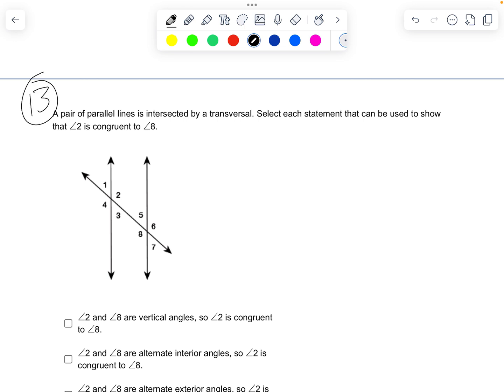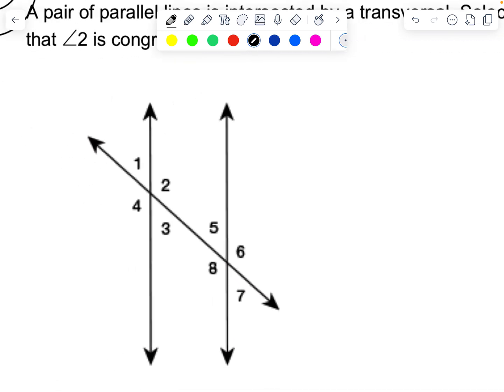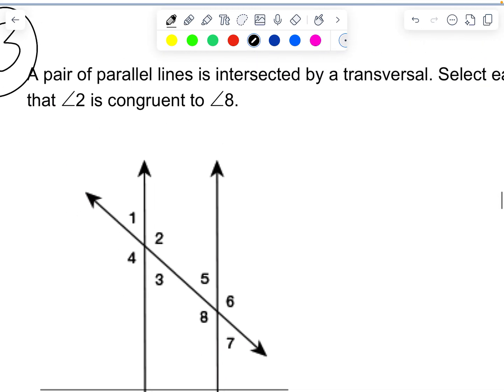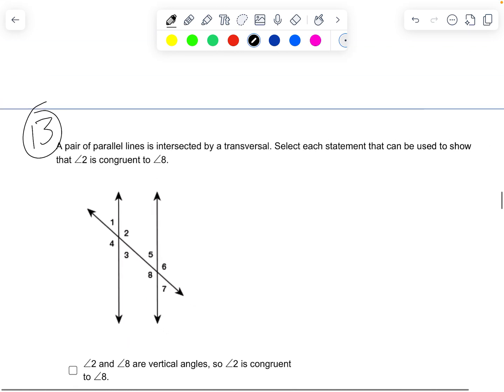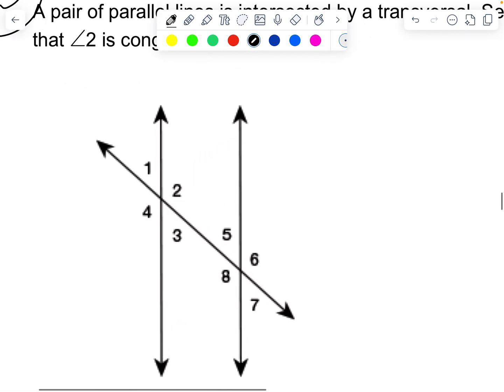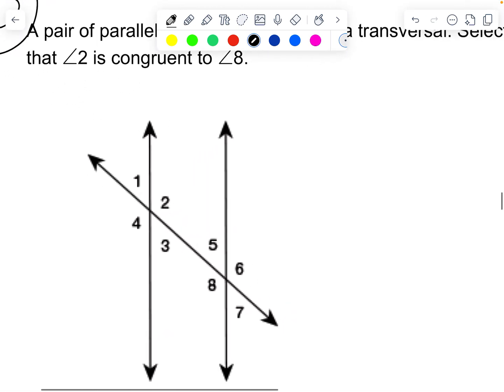A pair of parallel lines are intersected by a transversal. Good to know. Select each statement that can be used to show that angle 2 is congruent to angle 8. Okay, so we got to look at here. Let's zoom in here. By the way, this is the congruent sign, right? Angle 2 is right here. Angle 8 is right here.